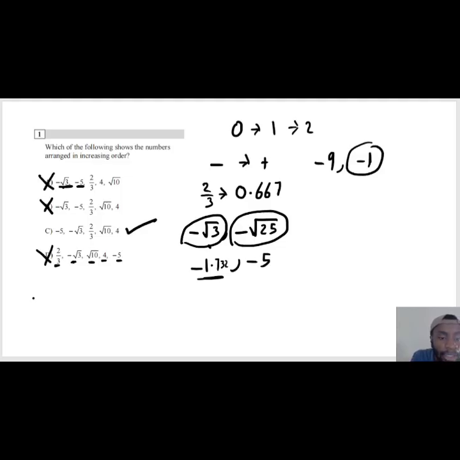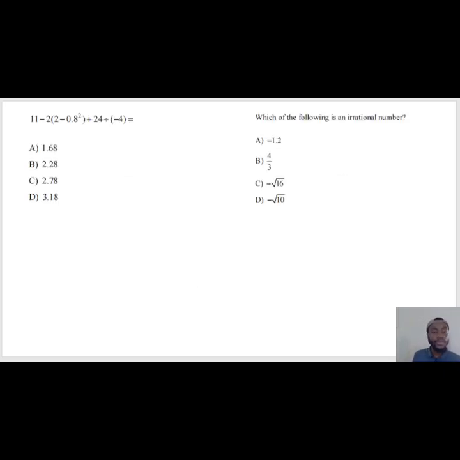C. Because this is minus 5, comma, minus 1.732, comma, 0.667, comma, root 10 is like 3 point something, because root 9 is 3, and 4 is there. So in increasing order, the answer is option what? C. Very simple question. Moving on.